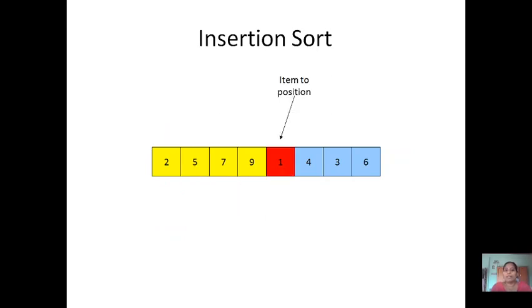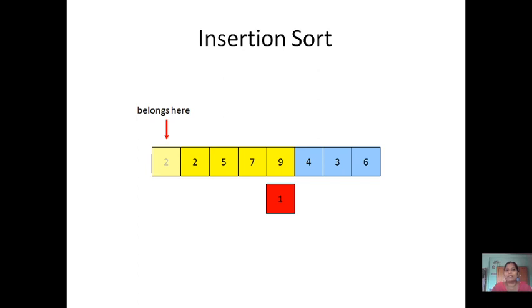After that 1 will be taken into a temporary variable. Now you compare with 9. 9 is bigger, so move it. Now compare 7 and 1. 7 is bigger, so move it. So 5 and 1 are compared. 5 is bigger, so move it. So 2 and 1 are compared. 2 is bigger, move it. Now you have a place only at the first position. Place this temporary variable at the first position.